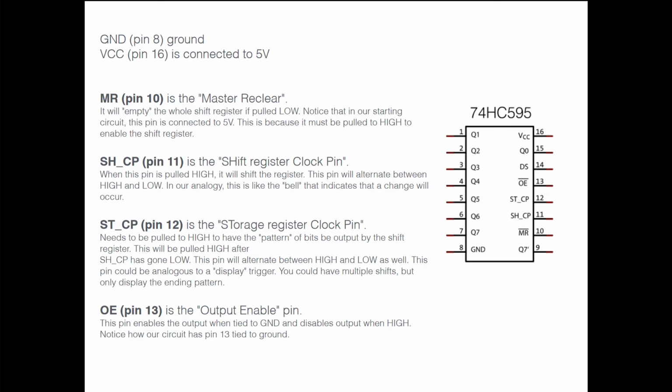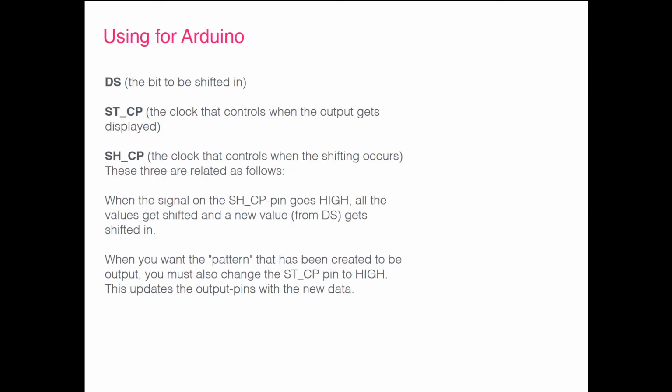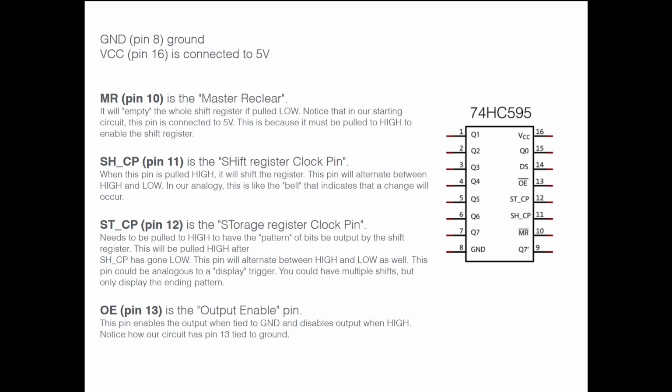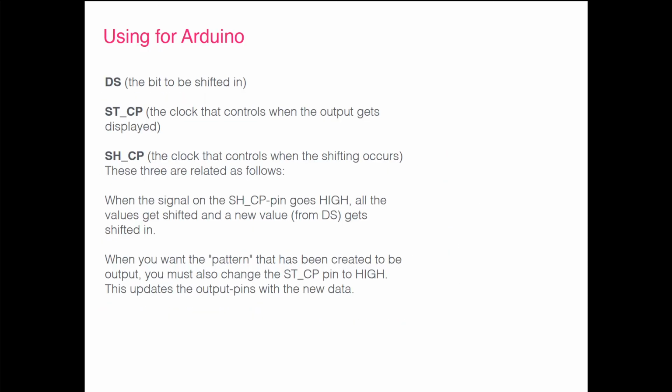And then obviously the output enable pin. You can do this kind of thing where this pin enables the output when it's tied to ground, and it disables output when it's tied to high. Note how the circuit has pin 13 tied to ground. So I have a circuit on Tinkercad, you'll see later. So I hope that this is useful.